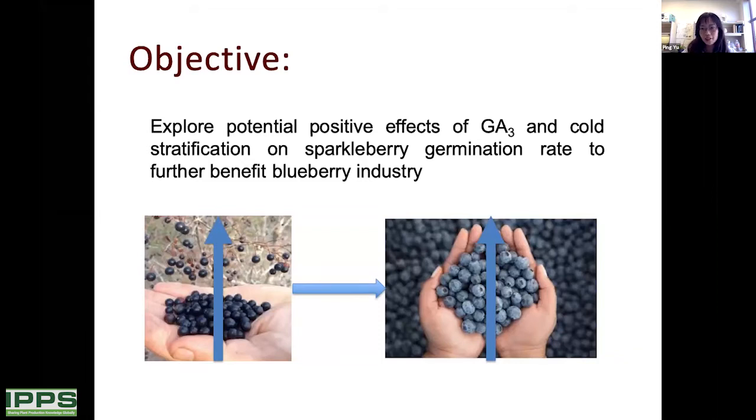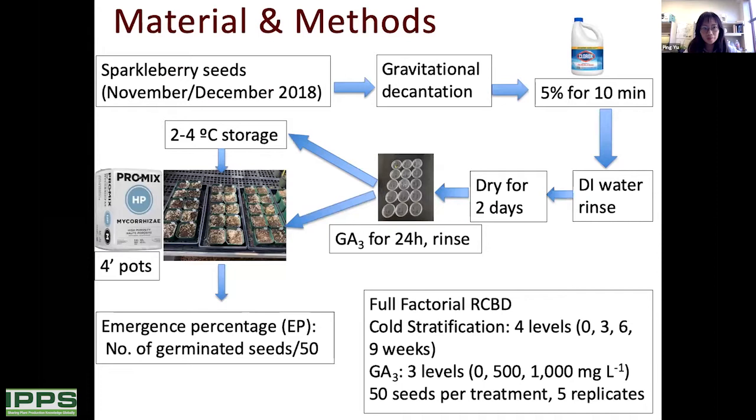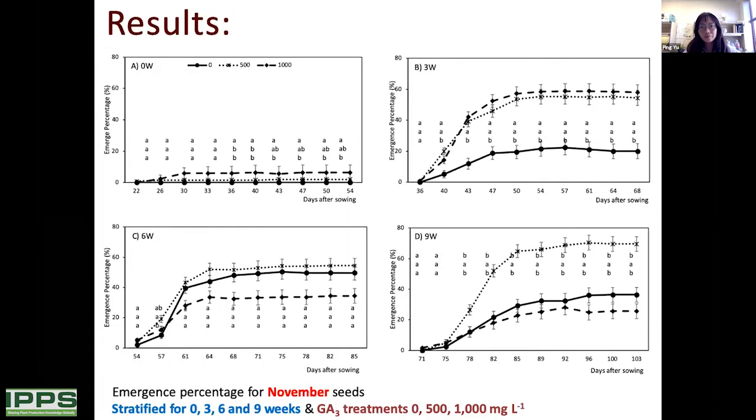This is how we did our experiment. We collected seeds, treated them with GA3 and cold stratification, and measured the emergence percentage for sparkleberry. Here are our results. We have four panels in this figure, and each panel represents a stratification period of 0, 3, 6, and 9 weeks. In each panel, we have three different lines that represent different GA concentrations: 0, 500, and 1,000 milligrams per liter.